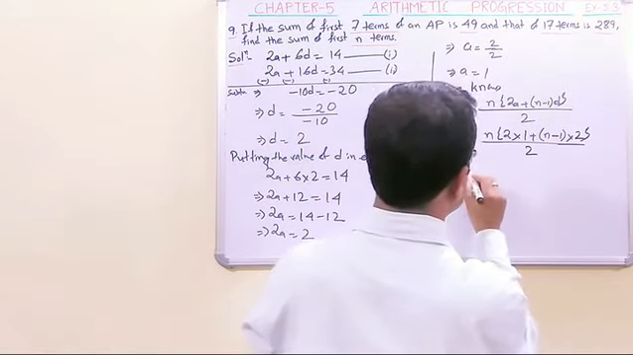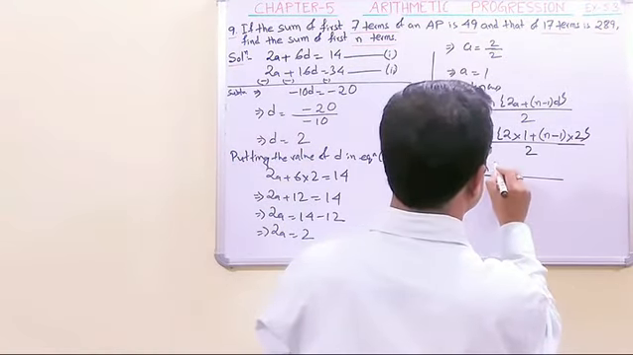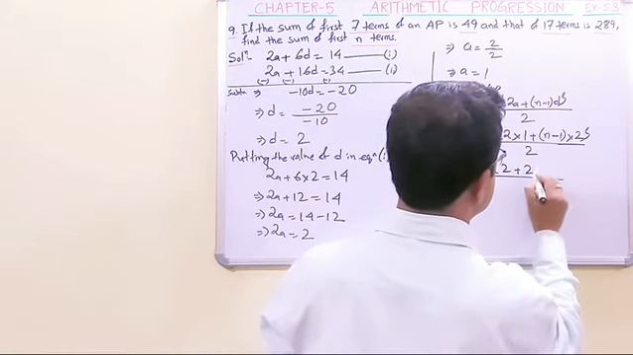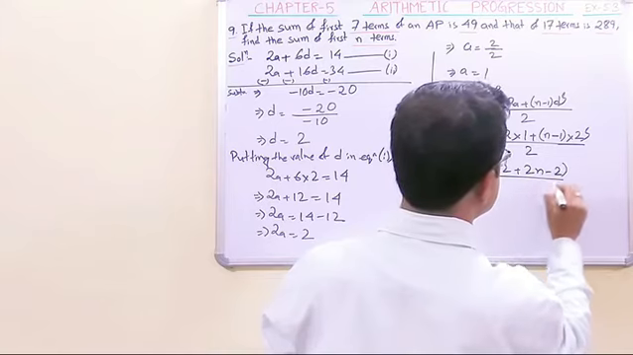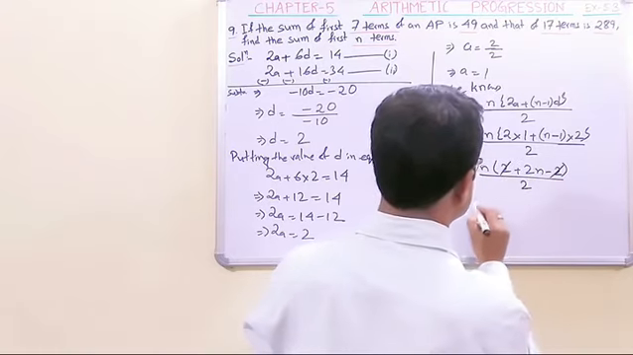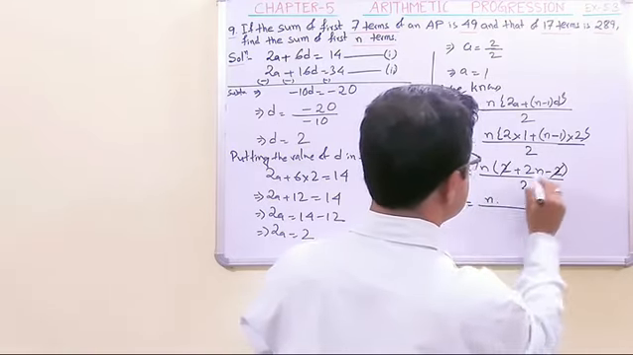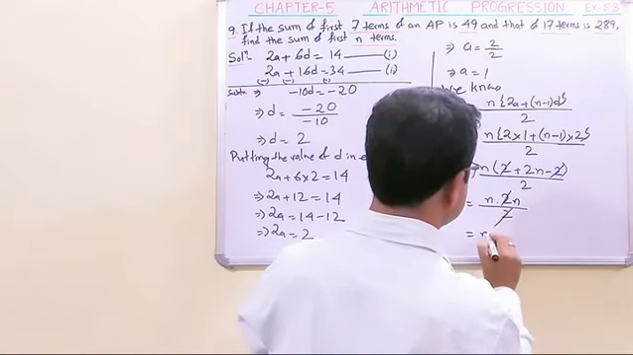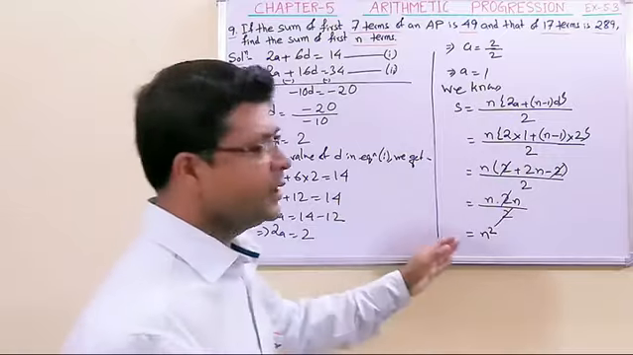Now this is very easy for us now. n into (2 times n, minus 2 into 1, 2, 2), this 2 will get cancelled. So it is n into this 2n, 2. This 2 will get cancelled, n square. So the sum of n terms is n square.